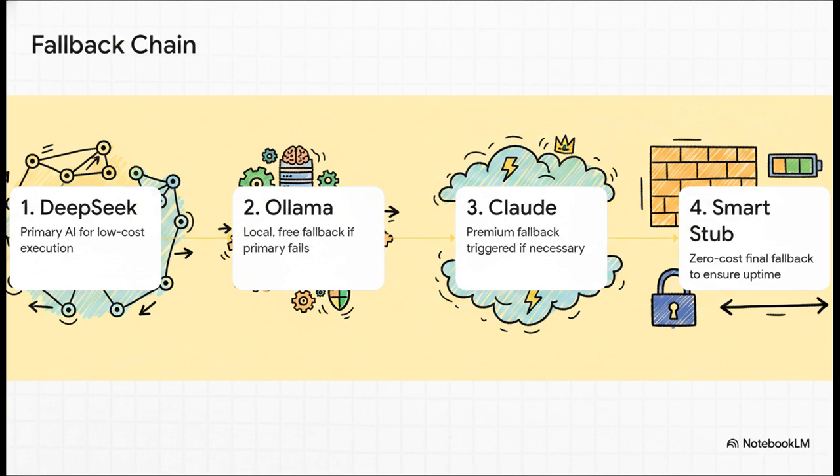Now, if Ollama isn't running for some reason, it immediately pings Claude as a premium fallback. And if literally all external connections fail, like let's say your internet completely drops out, it hits the Smart Stub. This Smart Stub is a zero-cost, hard-coded final fallback that safely records the task failure without crashing the operating system. It basically guarantees constant, uninterrupted uptime.